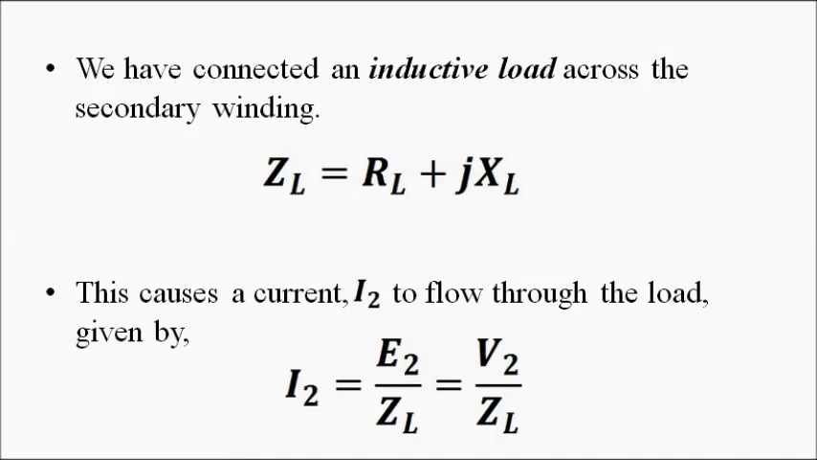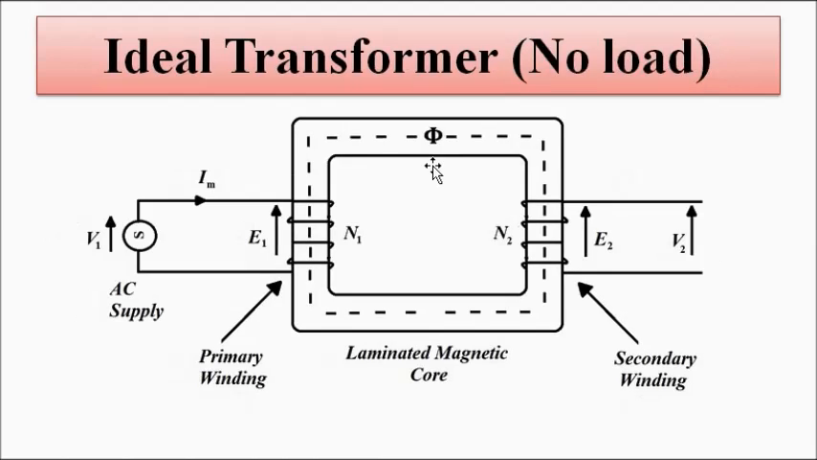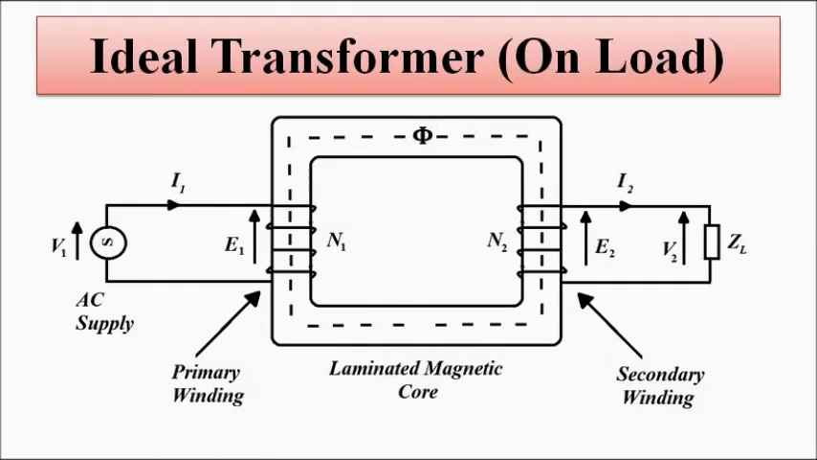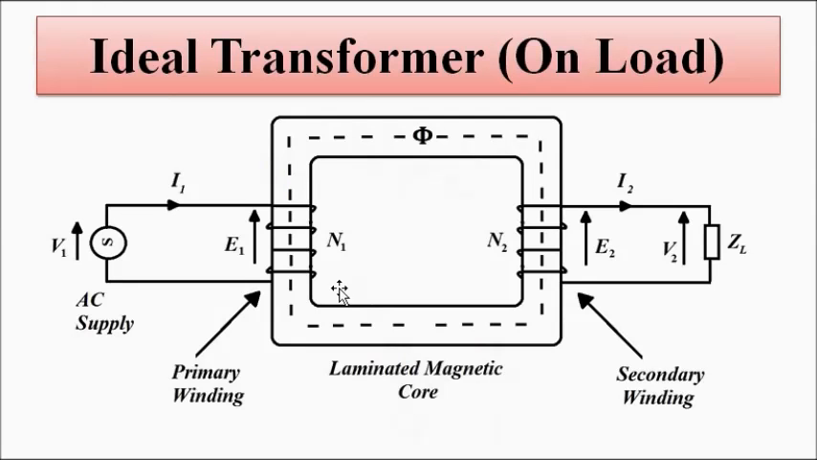Now, because of this load, a secondary current I2 flows in this direction, which was absent in the no load ideal transformer. No current, because it was open circuited, no current. So here, because of this flow of this secondary current, a situation develops. So the value of this current is simply E2 by ZL or V2 by ZL, because E2 is equal to V2, where E2 is the secondary induced EMF.